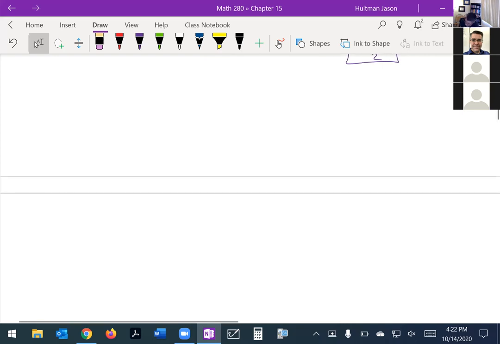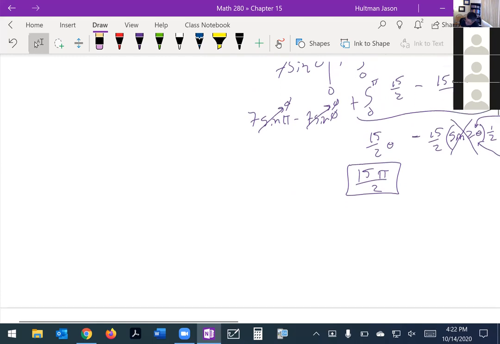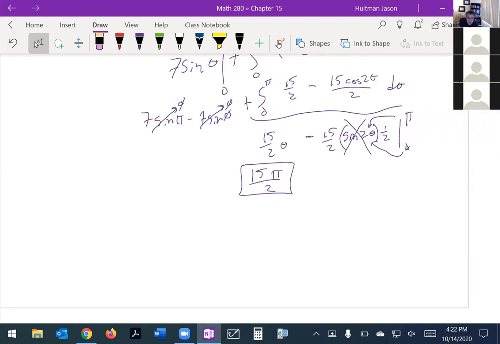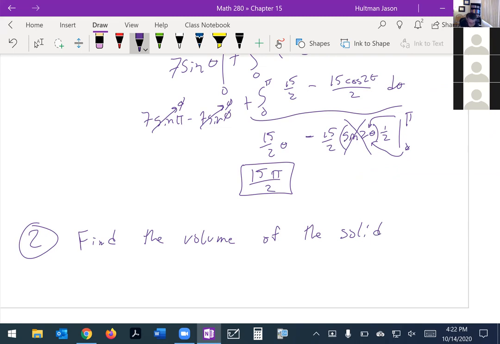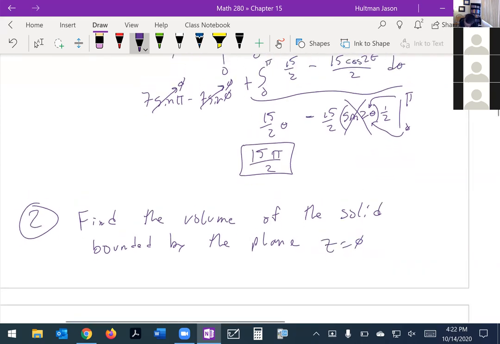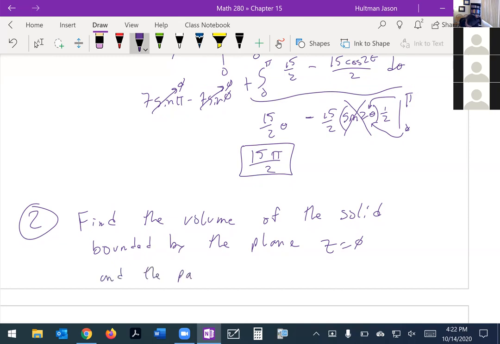Can you scroll down a little bit? Yeah, sure. Absolutely. Thank you. There you go. Okay. Number 2. Find the volume of the solid bounded by the plane z equals 0 and the paraboloid z equals 1 minus x squared minus y squared.